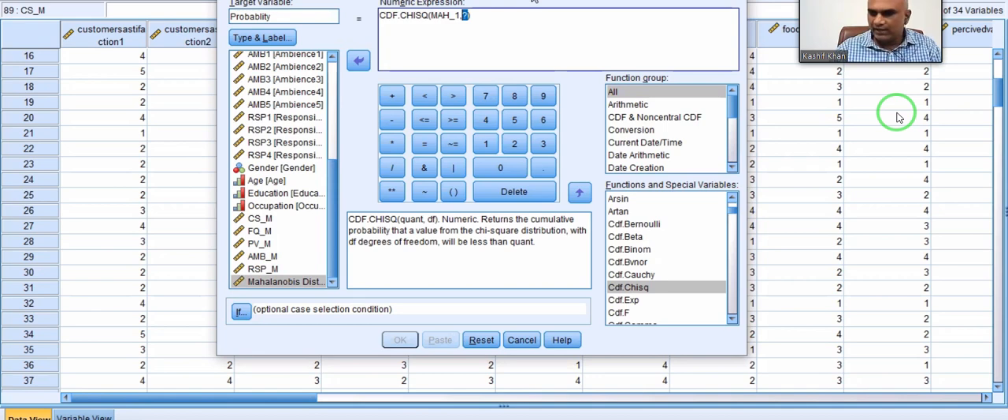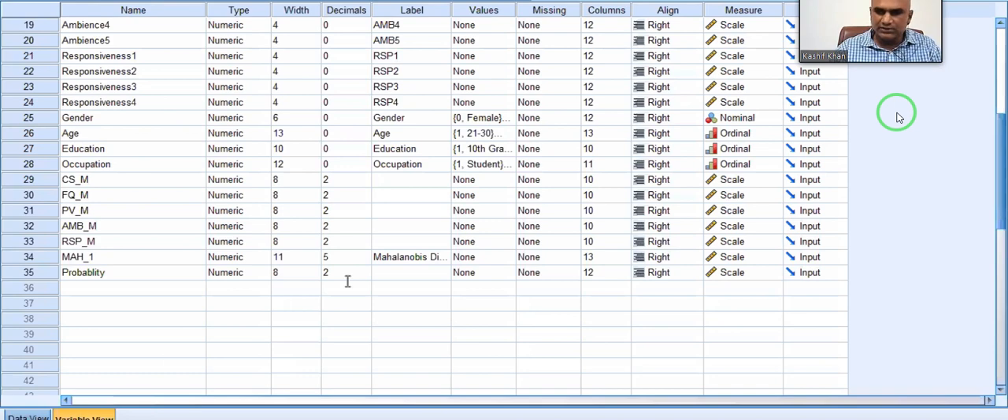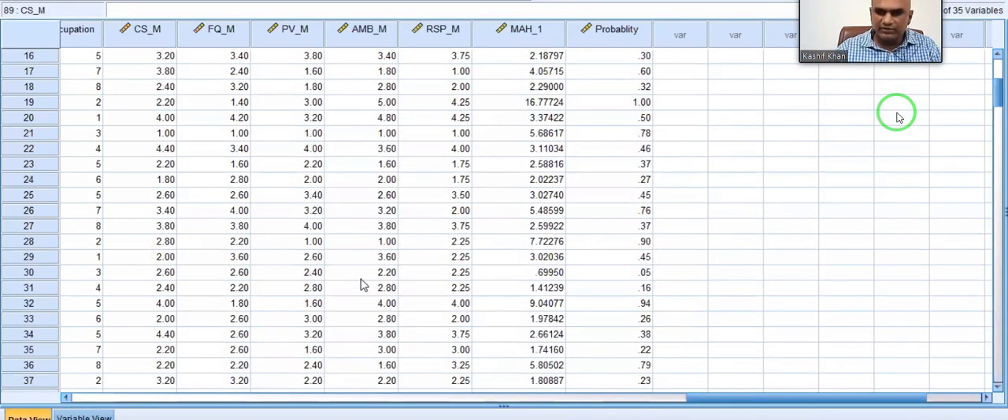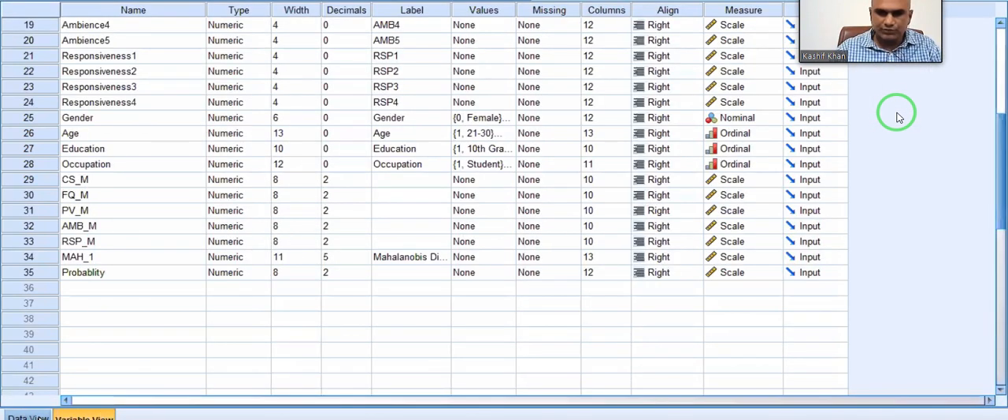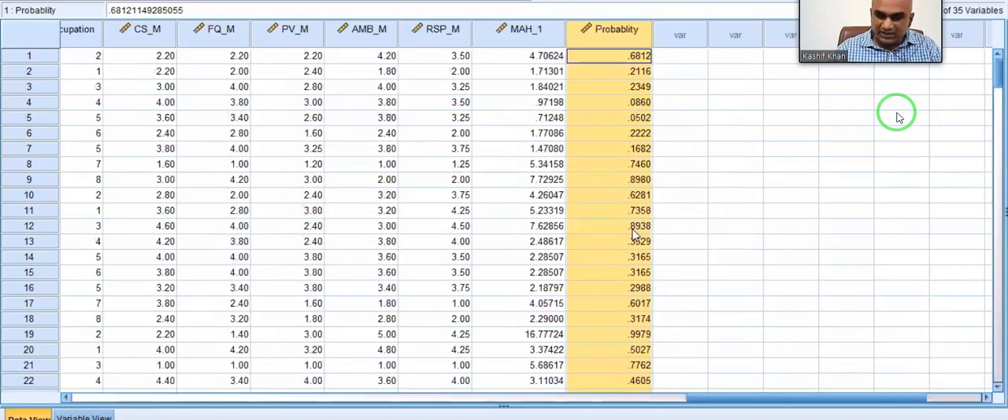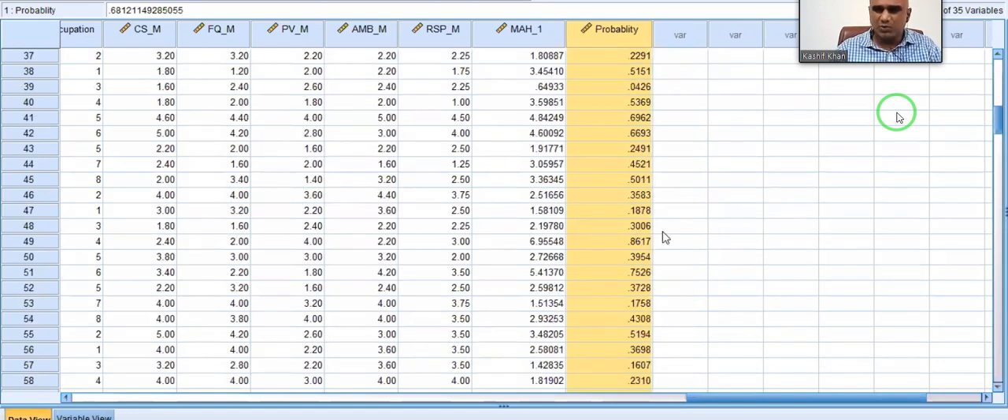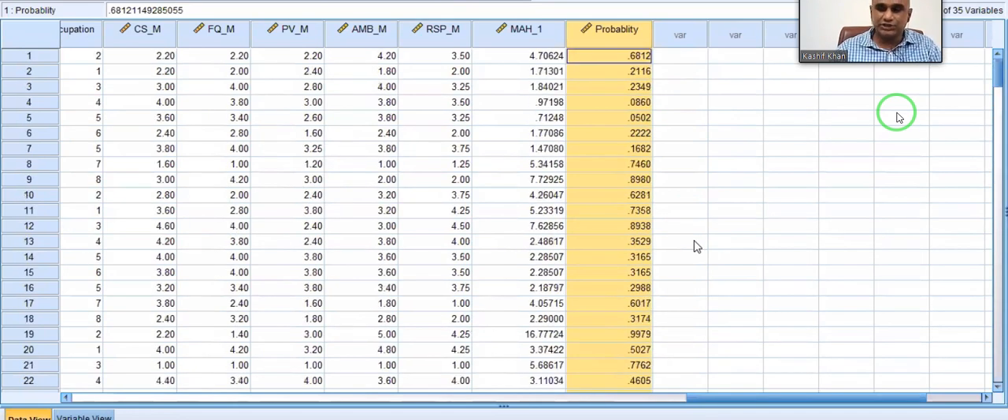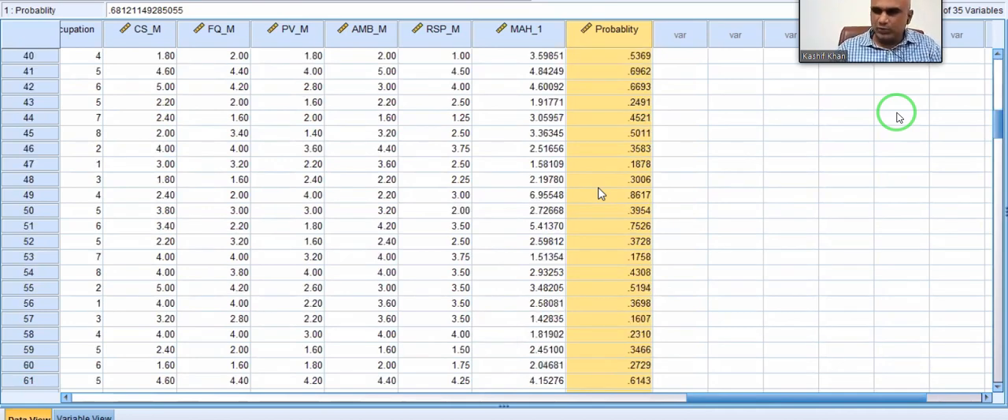Now look here, I have another variable. So what it has done, let's go here, probability and decimal value, that's 3, 4. It has created a probability value. Now the problem is that I have 200 rows. I'll have to go one by one to see which one is less than 0.001. Any value that is less than 0.001, we will consider an outlier. So what if you have thousands of data? That will be very difficult. So we have a simpler way of doing it.